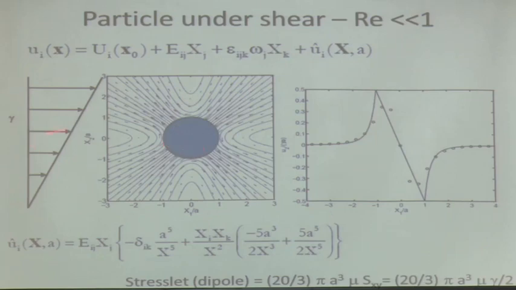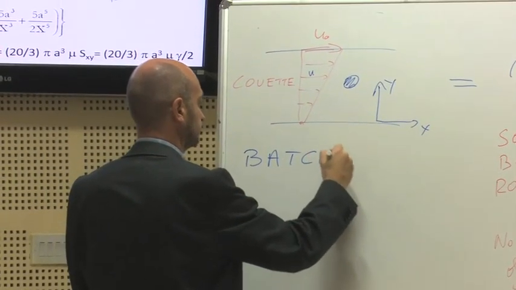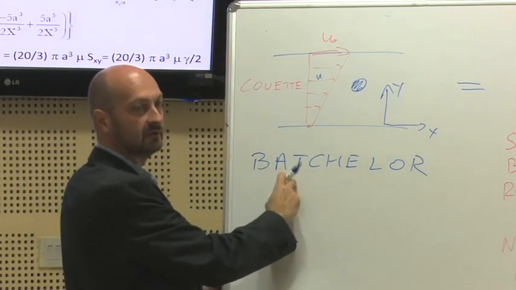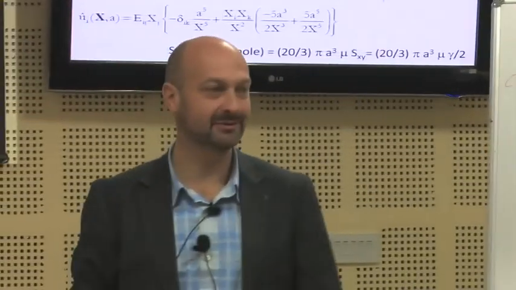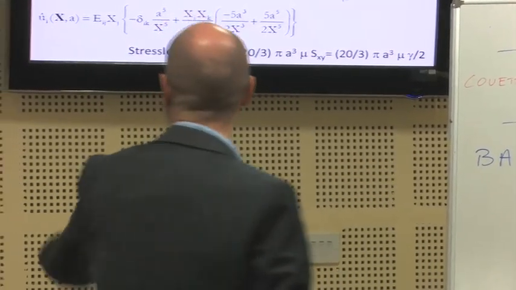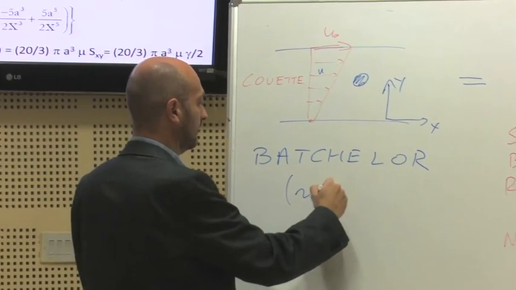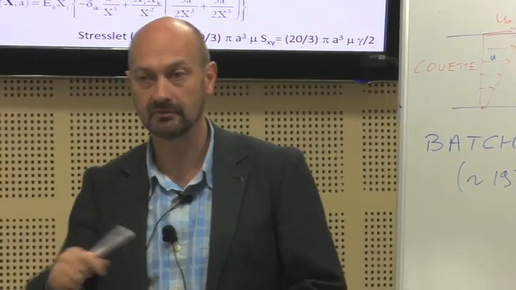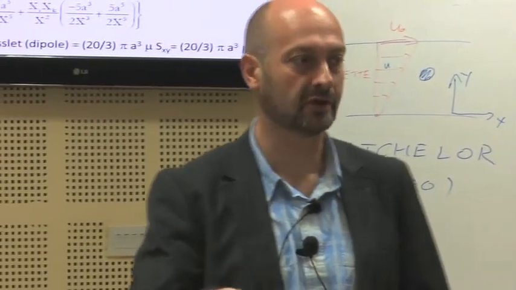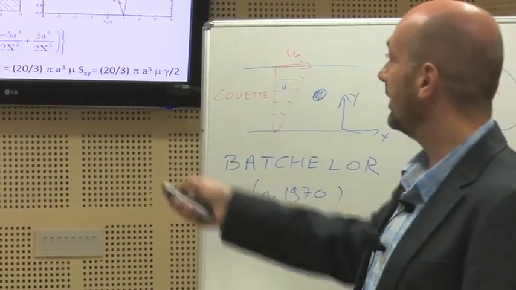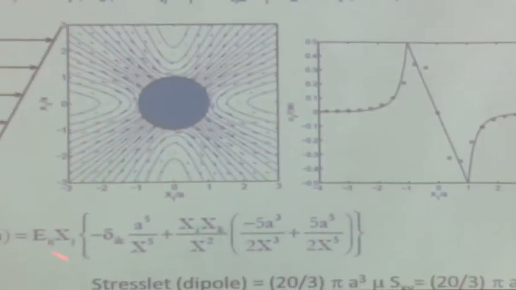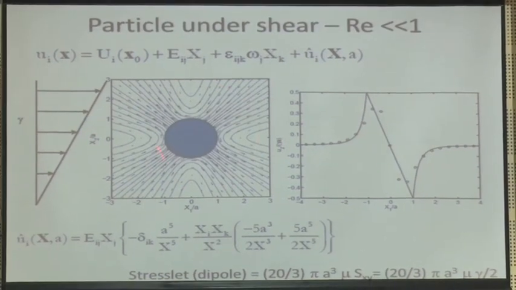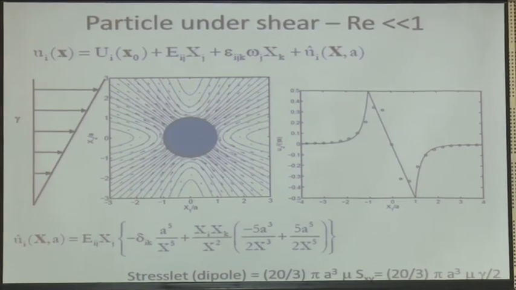So this flow is actually analytical. A very well-known guy in fluid mechanics called Batchelor, with a T, did this calculation. I think this paper is from the 70s or something like this. He did the calculation of the perturbation analytically, because at that time they didn't have any computers, so they were working with pens and paper sheets. And he found this analytic solution, so you see this equation here. This is the analytic solution of the flow perturbation induced by a particle in a pure shear.